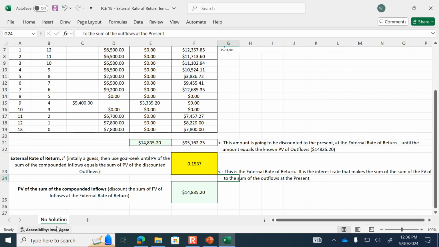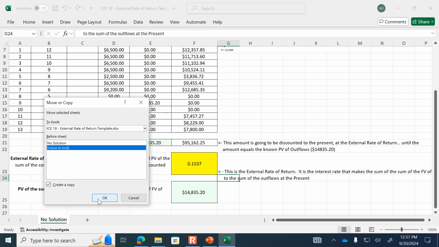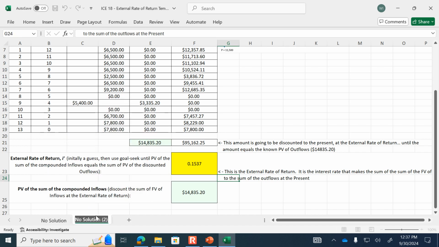So let's make a copy here. I'm going to create a copy, move it to the end here, another try.